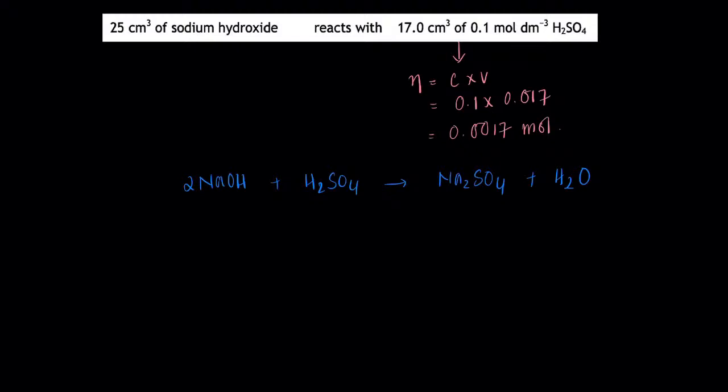Okay. So the ratio between these two is 2 to 1, right? If I have 0.0017 moles of sulfuric acid, how much would this be? Twice the amount? 17 times 2 is 34. It's going to be 0.0034 moles. Let me align this properly.